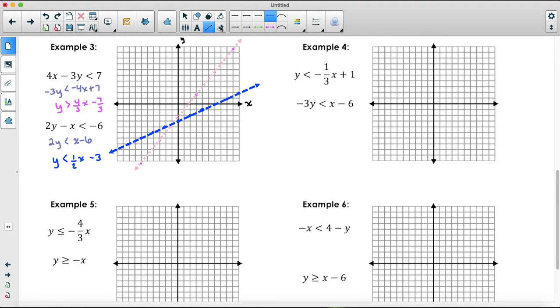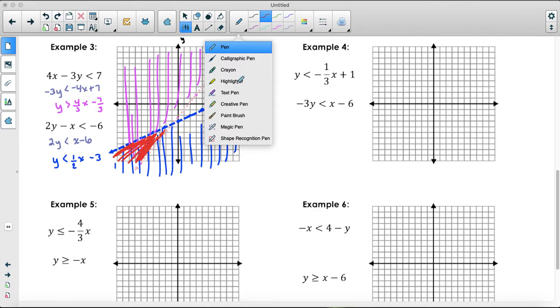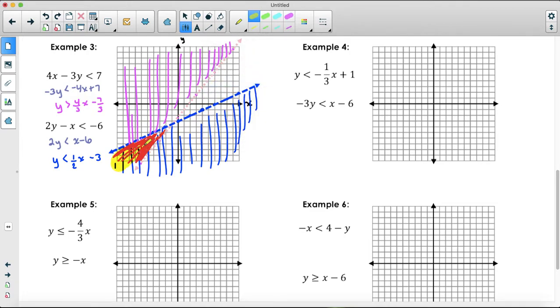Now for shading, I'm going to go back to my pink. It says greater than, so along my pink line I'm going to shade up, all of this section above my pink line. And for blue it says less than, so along my blue line I'm going to shade down. Now the solution set is where the blue and pink both meet, so that's within this section here, because it's above the pink but below the blue. So I'm going to use a highlighter as well to show that this is the section.